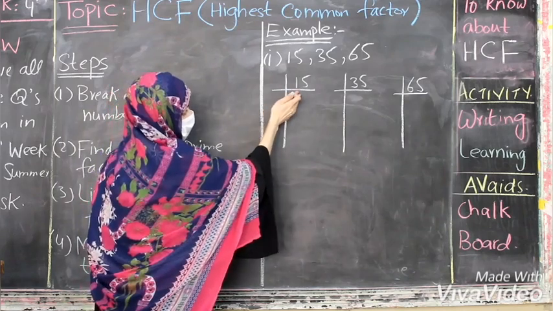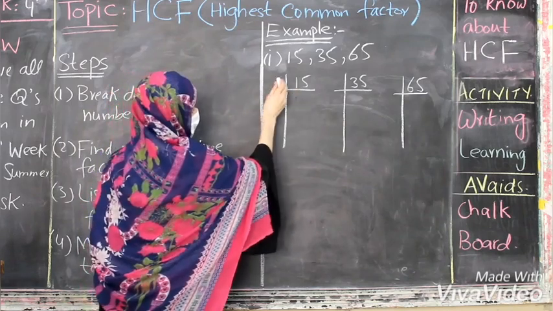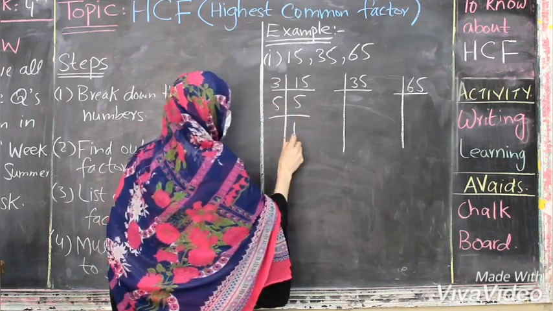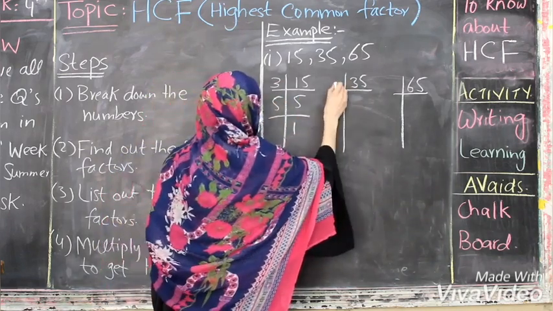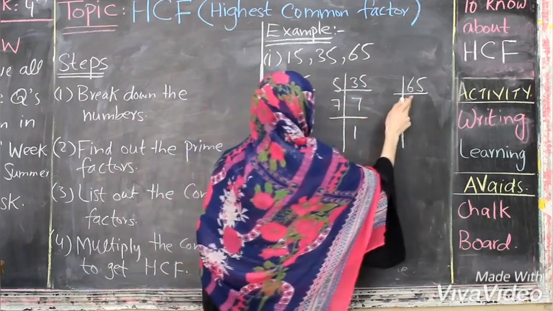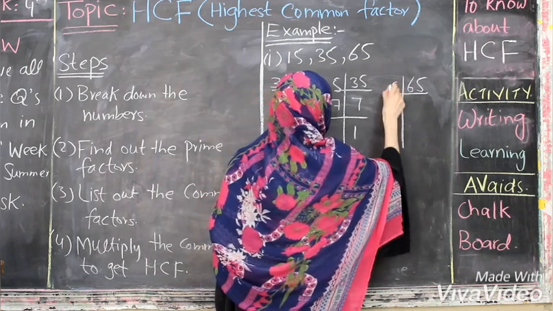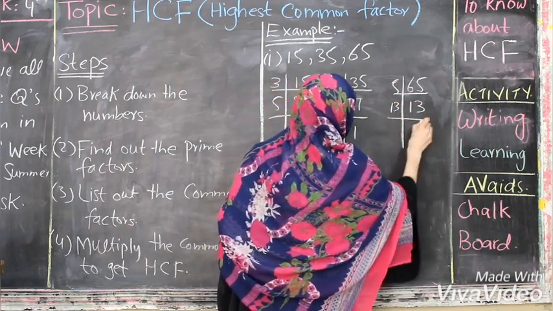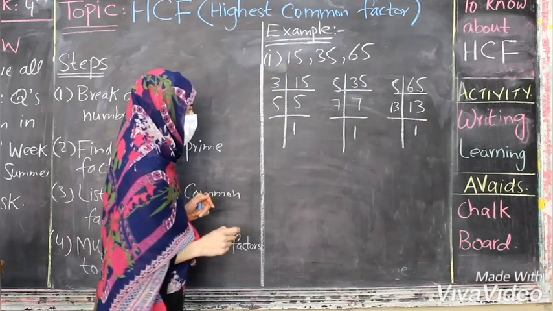Now you have to do the prime factorization of 15. So it would be like this: 3 5s are 15 and then 5 1s are 5. Now prime factorization of 35: 5 7s are 35 and 7 1s are 7. Now prime factorization of 65: 5 1s are 5, 5 3s are 15. So it will be 13 1s are 13.